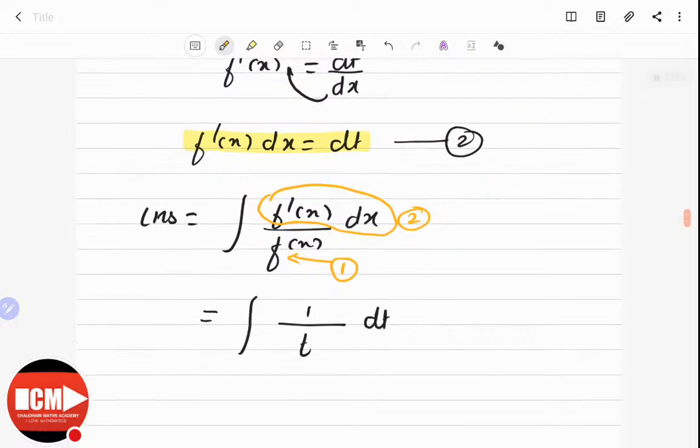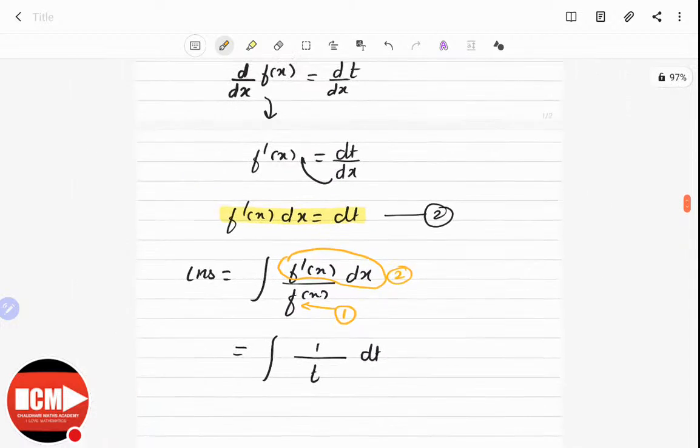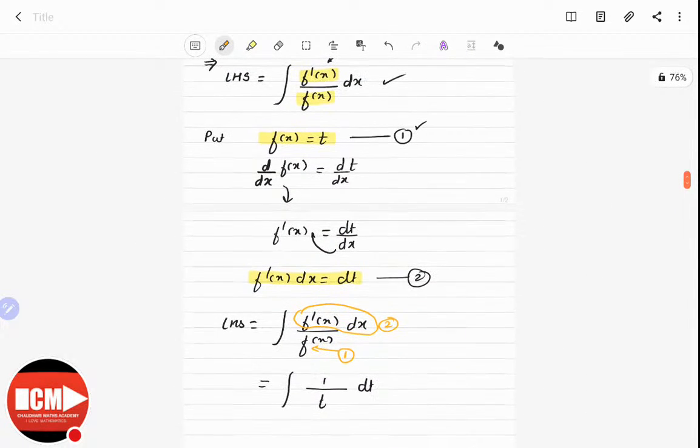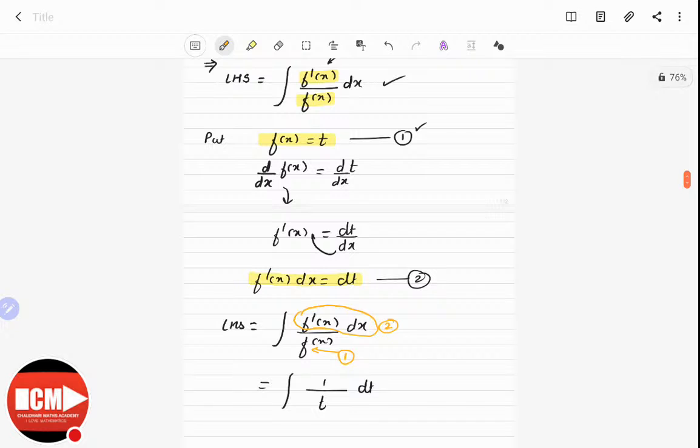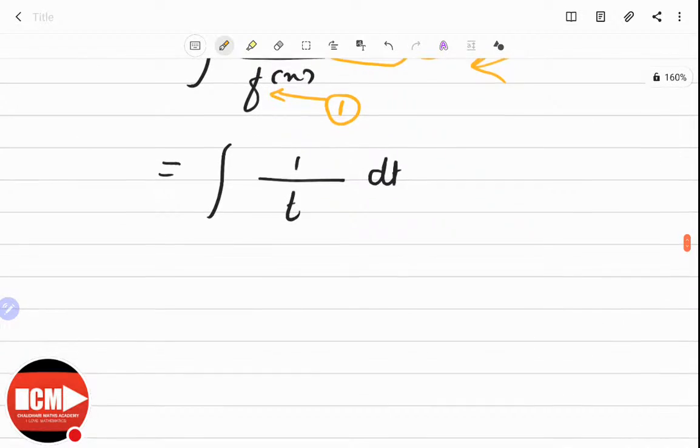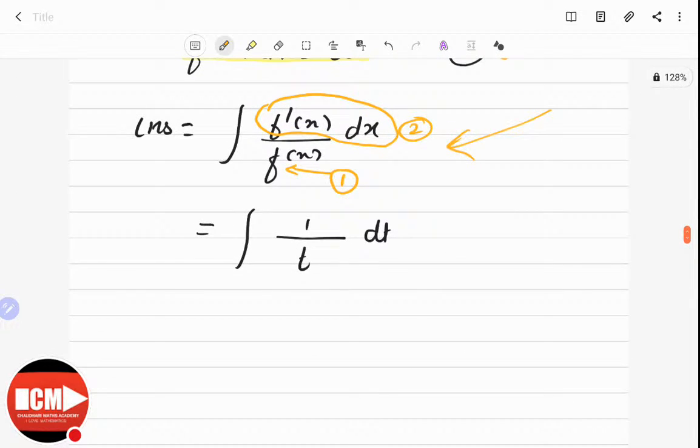So friends, please try to observe equations 1 and 2 carefully. Equation 1 leads to f of x is equal to t as a substitution, and equation 2 always helps in replacing the derivatives: f dash of x dx is dt. So here I applied equation 1 and equation 2 in this given integration. At the end, this is a very, very simple integration, which is the integration of 1 upon t.